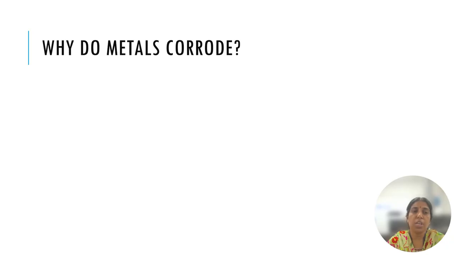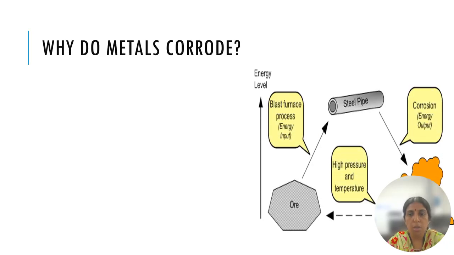So again, if we can understand why do metals corrode? So where do we get metal or a steel pipe from? It is basically from an ore. So ore which is present in the earth crust is taken, it is processed, it undergoes numerous cleaning and separation techniques, processing techniques before it gets into a steel pipe.